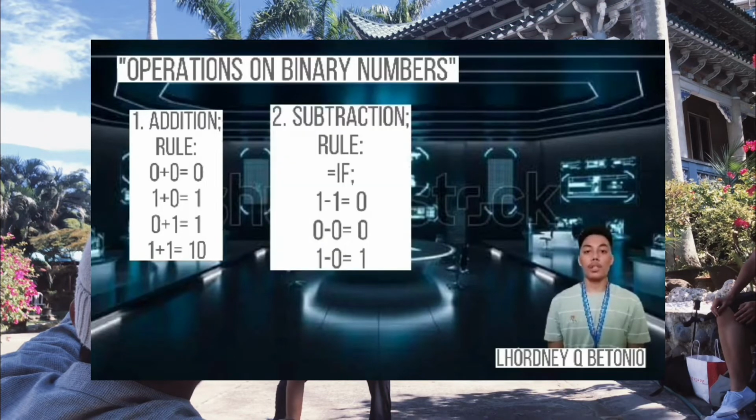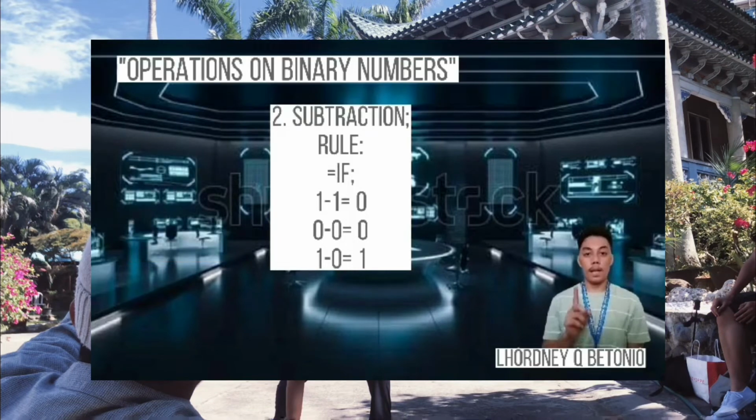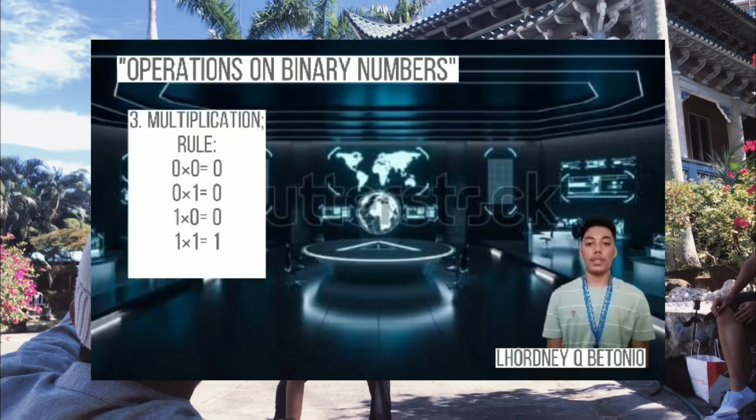In subtraction, to subtract binary numbers, we have to follow its rule also. So 1 minus 1 equals 0, 0 minus 0 equals 0, 1 minus 0 equals 1, 0 minus 1 cannot be, so we're going to borrow so that the answer will be 1. In multiplication, to multiply binary numbers, we also follow its rule. 0 times 0 equals 0, 0 times 1 equals 0, 1 times 0 equals 0, and 1 times 1 equals 1.